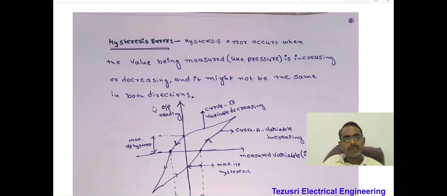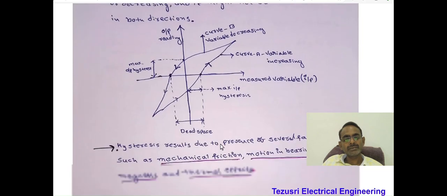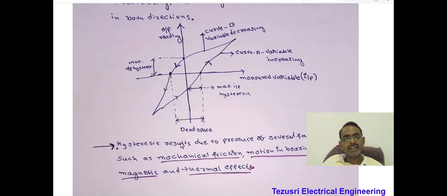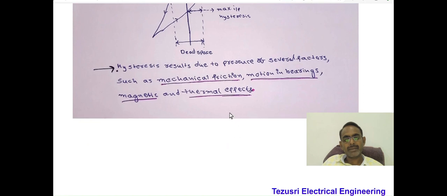If the measuring instrument is capable of reading both sides, positive and negative, then the hysteresis curve is like this. This phenomenon, hysteresis, results from several factors such as mechanical friction, motion in bearings, magnetic effect, or thermal effect.